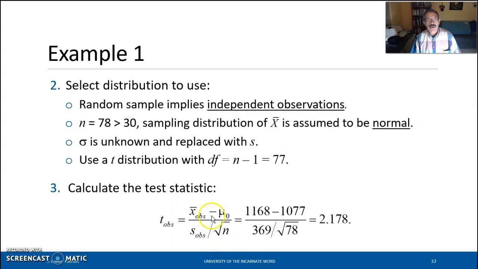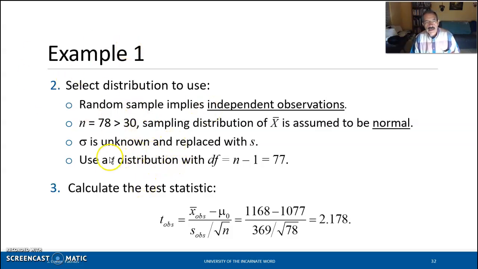All right, the next step is the selection of the distribution that we're going to use. This is a random sample, so that implies independent observations. The sample size is 78, much larger than 30, so we can safely assume that the sampling distribution of the mean is normal. The population standard deviation is not given, and of course we're going to replace it with the sample standard deviation, which is known. And then because of those three characteristics, we will use the t-distribution with 77 degrees of freedom, which is the sample size minus 1.